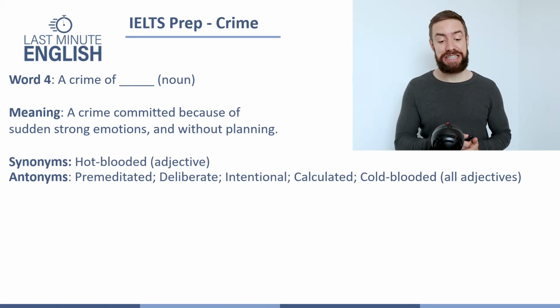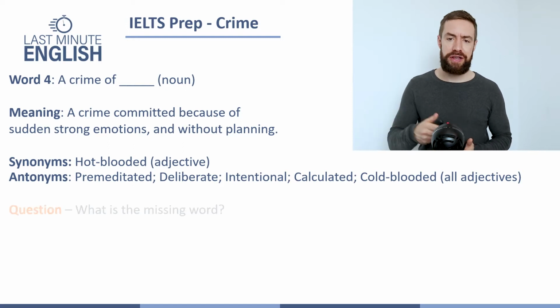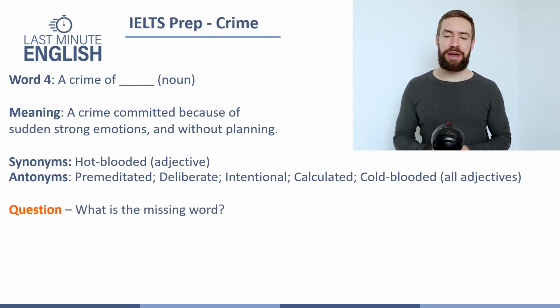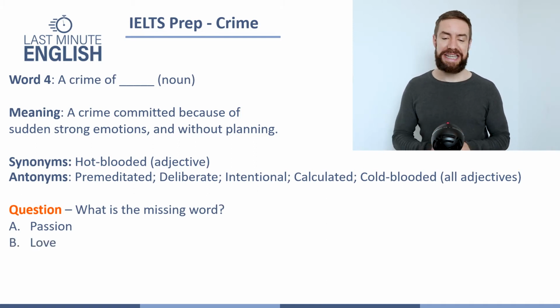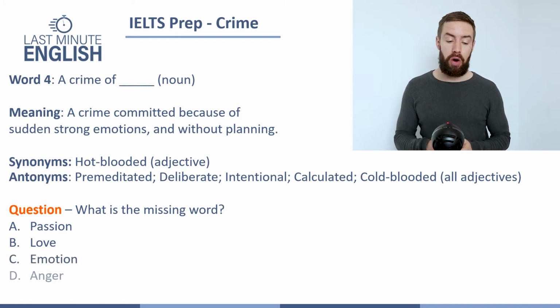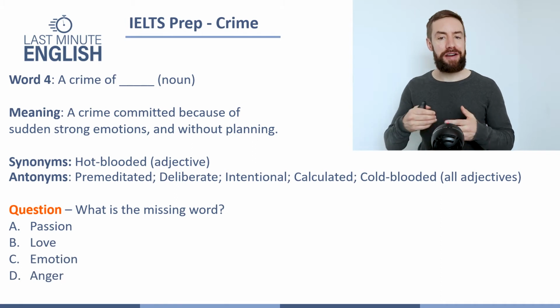Deliberate, intentional, calculated, and cold-blooded. And all of those are adjectives as well. So my question for you, what is that missing word? And I'm going to give you some options. We have a crime of passion, that's A. Or is it a crime of love? Or is it a crime of emotion? Or is it a crime of anger?